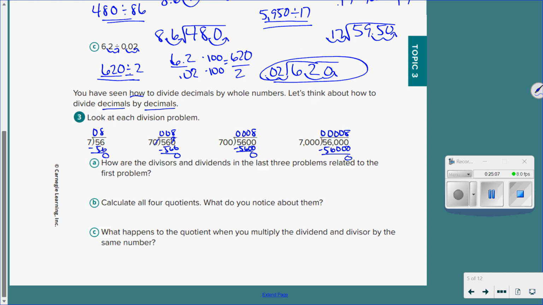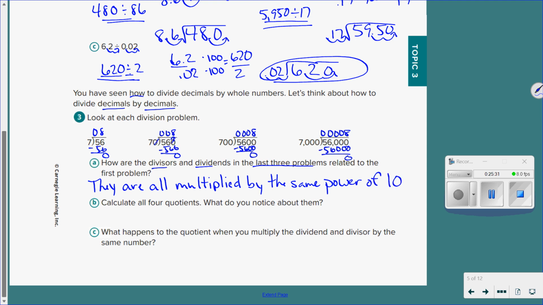So how are the divisors and dividends in the last three problems related? They multiply them all by 10. They're all multiplied by the same powers of 10. Write it. Everyone should be writing this down. When I say that, I mean in the first time, the dividend and divisor were both multiplied by 10. The divisor and dividend were both multiplied by 100. So I'm using the same power of 10 for both of them. Make sense?